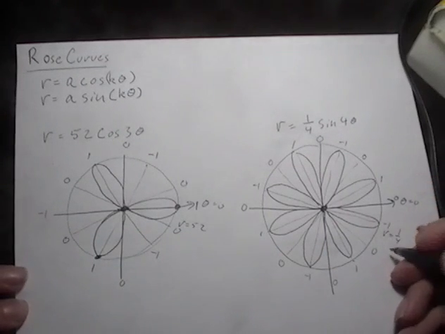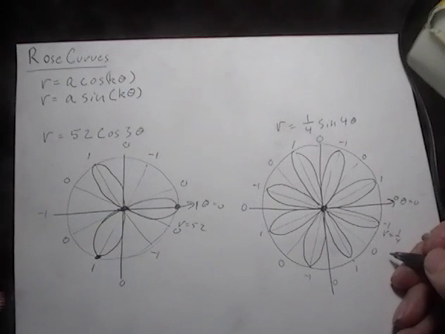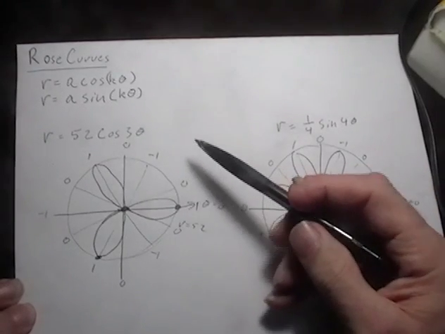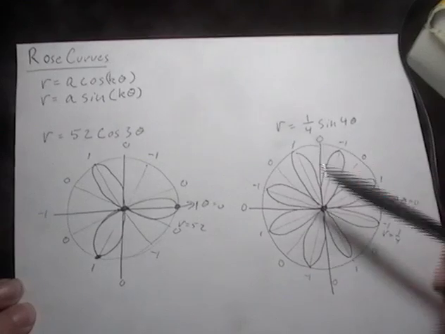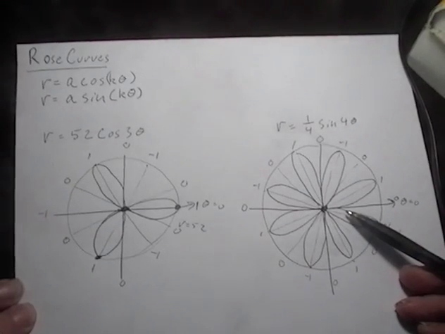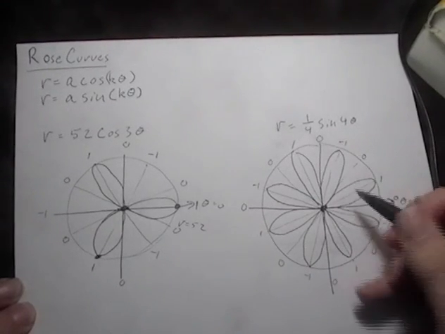These are rose curves. For rose curves, I will typically give values of k that are either 2, 3, 4, or 5. We could graph higher, but these are the essential rose curves. These are the ones I want you to look at the most.